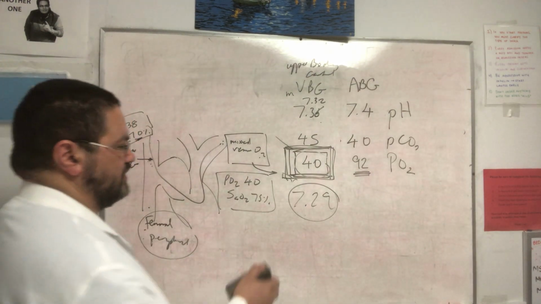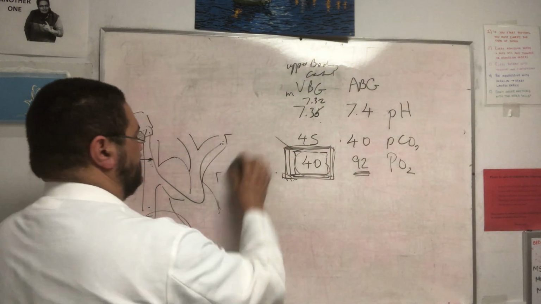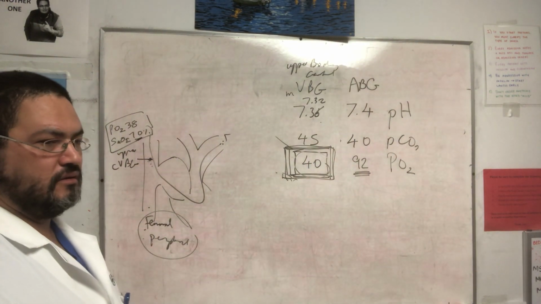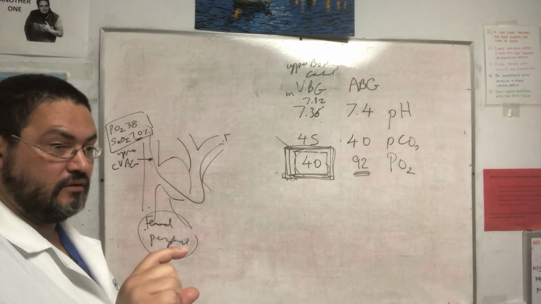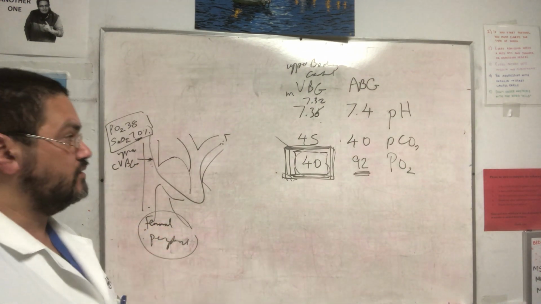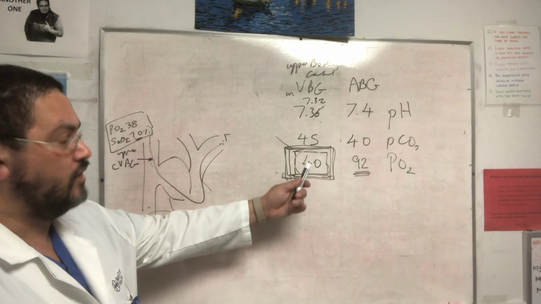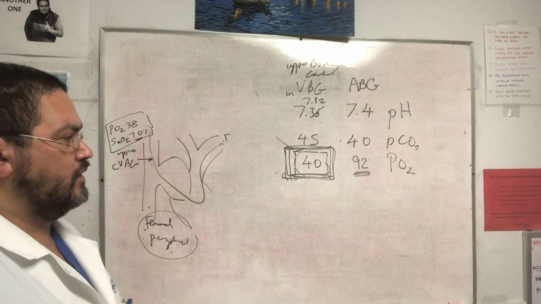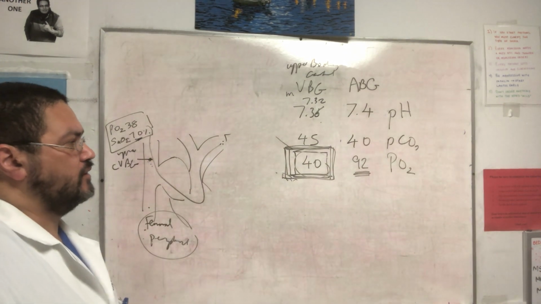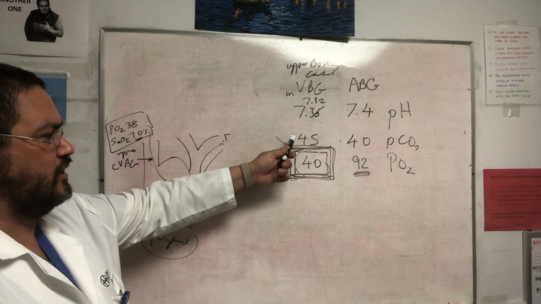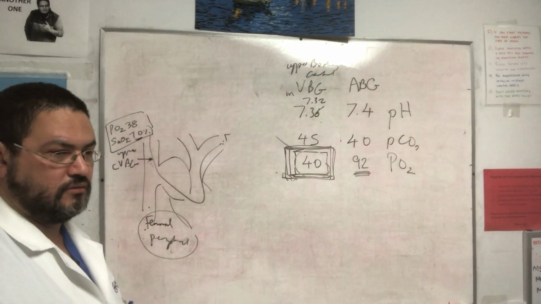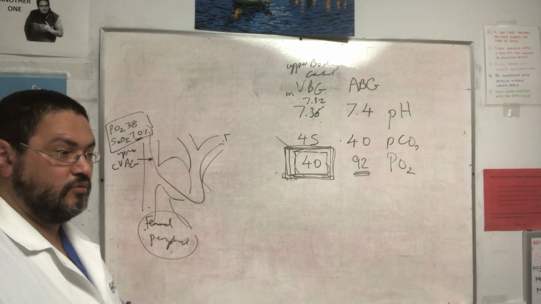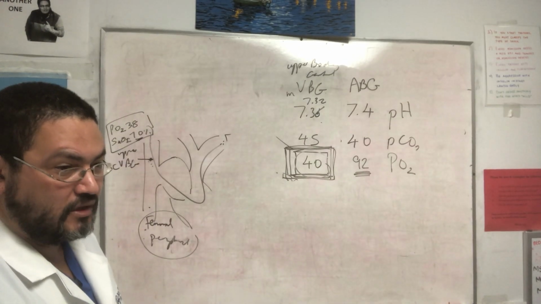Now the last fallacy I'm going to mention is that even with central lines, there is a disconnect between the upper body mixed venous O2, mixed venous pH and PCO2, and the arterial ones, if you are on high dose pressors. Where does this come from? It comes from here, actually.